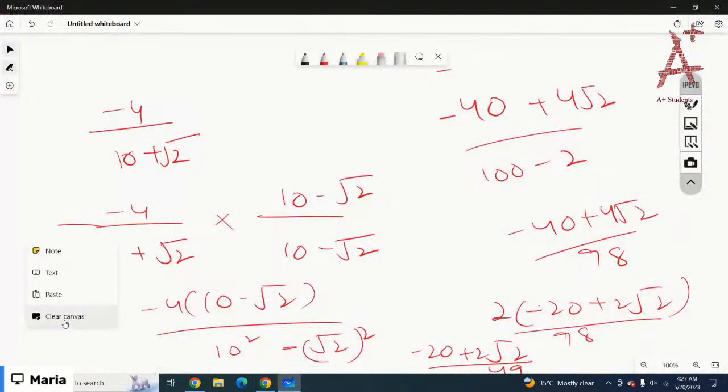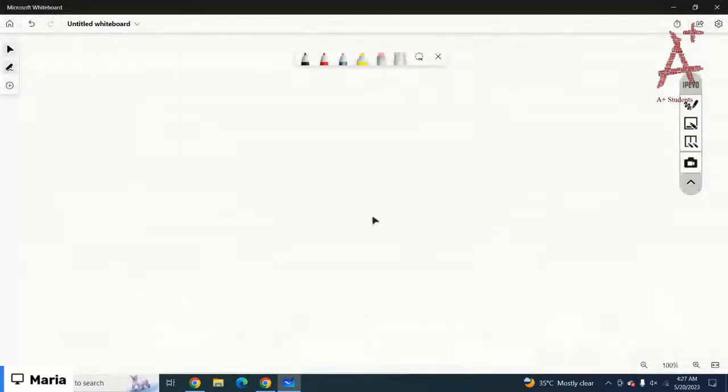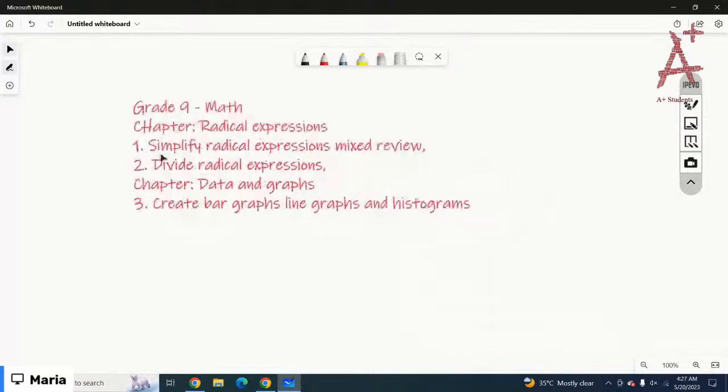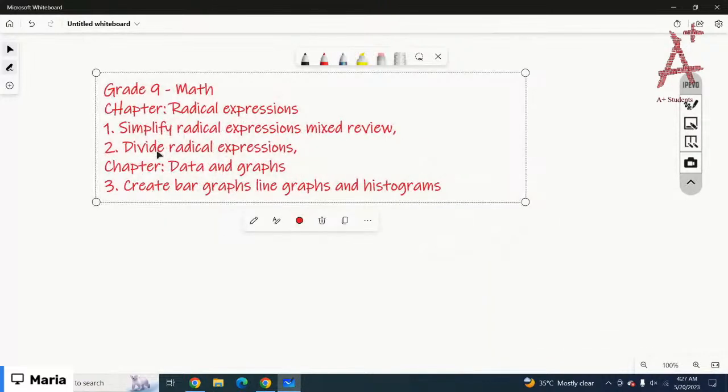So we are done with the lesson. We were working on grade 9 maths. We started the chapter with radical expressions. The lessons we covered are simplify radical expressions, multiply and divide radical expressions. Then we started the chapter data and graphs, and the lesson is create bar graphs, line graphs and histograms. So please make sure before the next session you complete all the test questions for the lessons we did today.